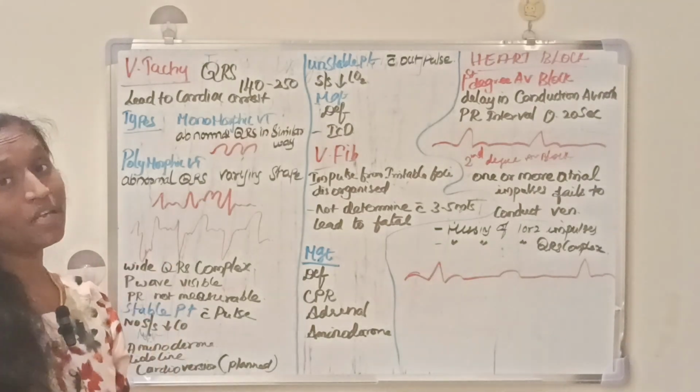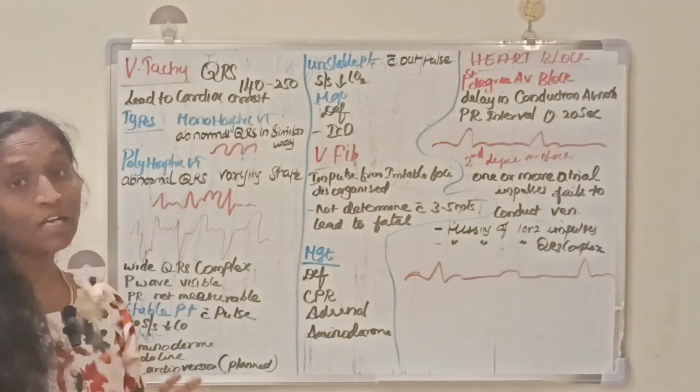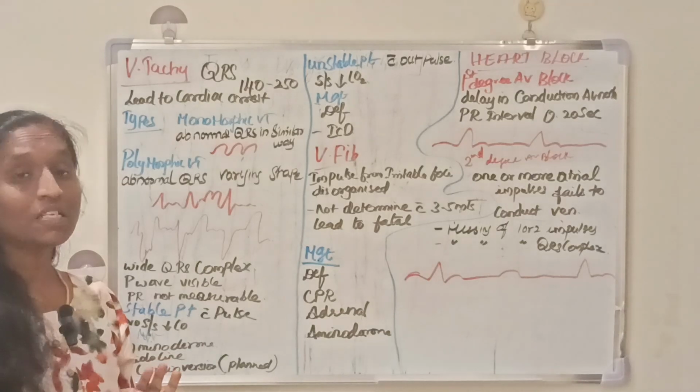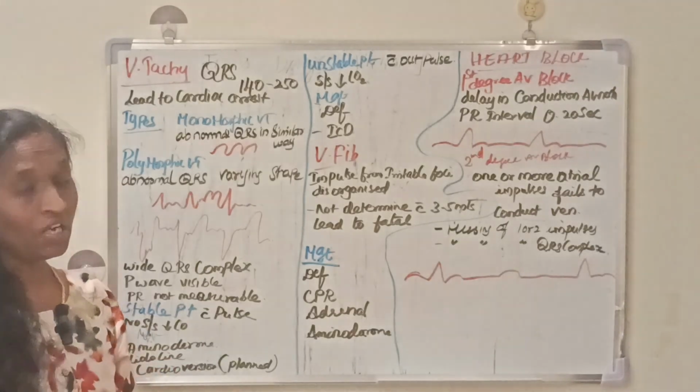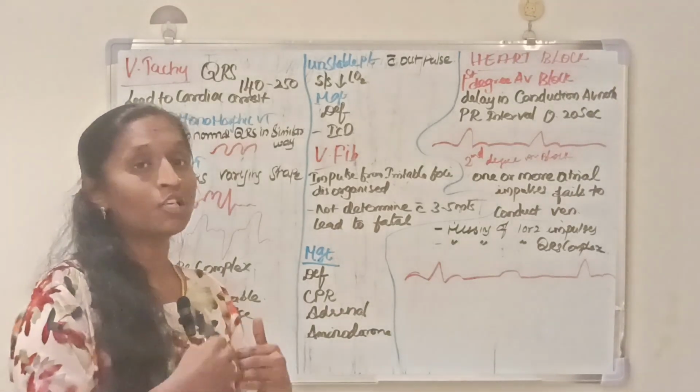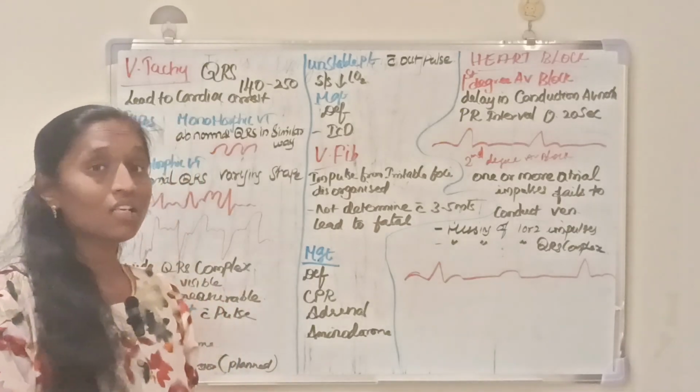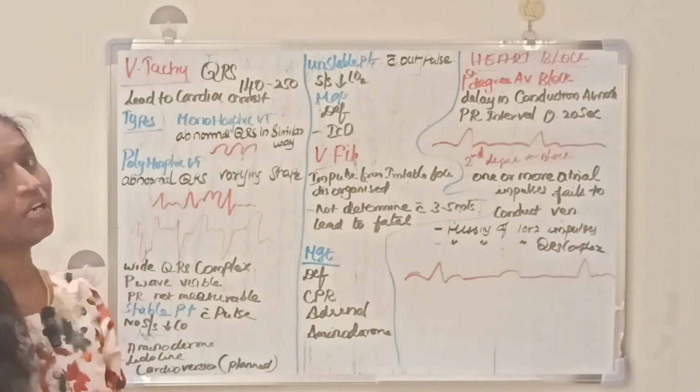Now under the stable patient, there is a pulse and there are no signs and symptoms of decreased cardiac output. In pulseless VT, there is no pulse, but you can see the symptoms of decreased cardiac output.